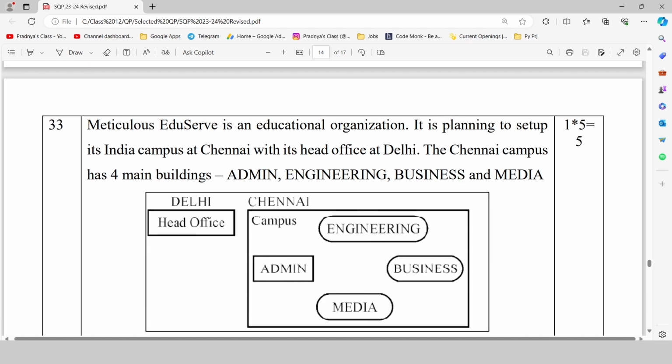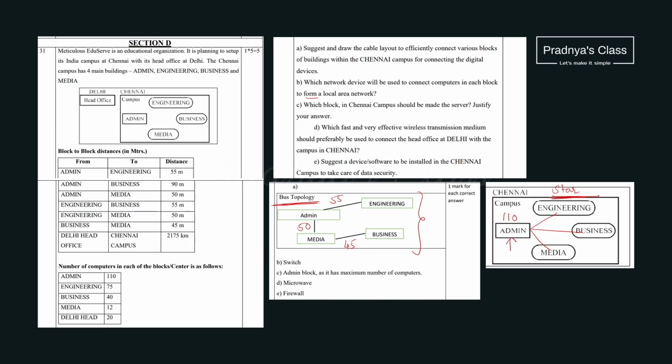Here is the first question from the section E, which is based on networking. Read the question carefully. There is an educational organization named Meticulous. It has head office in Delhi and there are 4 other campuses in Chennai. In the following table we have the distance between block to block, and there is one more table in which we have total number of computers in each block. Now let's read the instructions carefully.